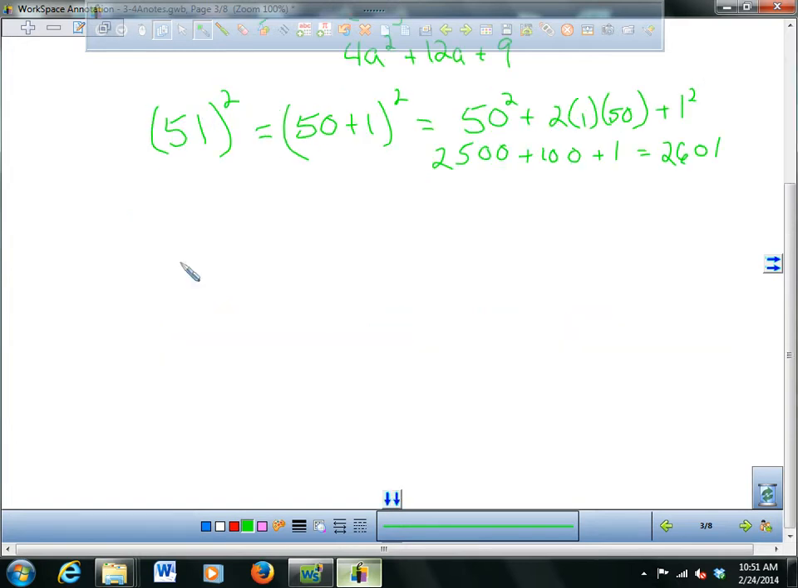See if you can do this without multiplying 99 times 99. See if you guys can think of a way to do 99 squared, using kind of that same strategy. This is kind of cool.